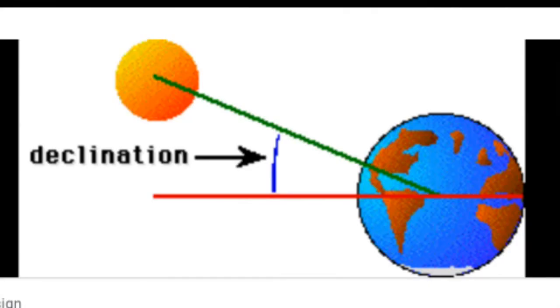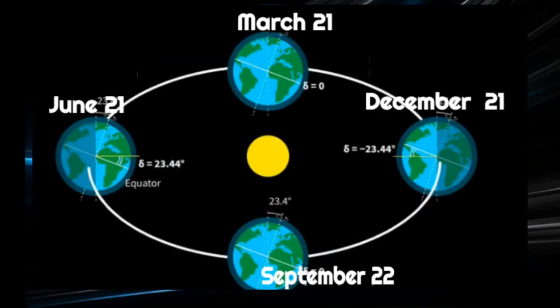Now we will understand this concept with the help of the diagram. In the diagram, the lines are shown and the angle made by them is declination delta. In the diagram, delta varies from a maximum value of plus 23.45 degrees on June 21 to a minimum value of minus 23.45 degrees on December 21. Declination delta is 0 on the two equinox days, March 21 and September 22.